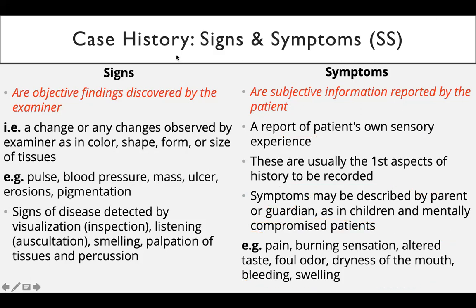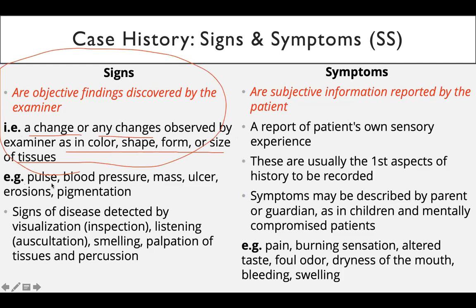Now we go to the signs, which depend on the doctor or examiner's skills. These are the objective findings discovered by the examiner. A change or any changes observed by the examiner or physician, such as a change in color, shape, form, or size of the tissue. This is the definition of signs.